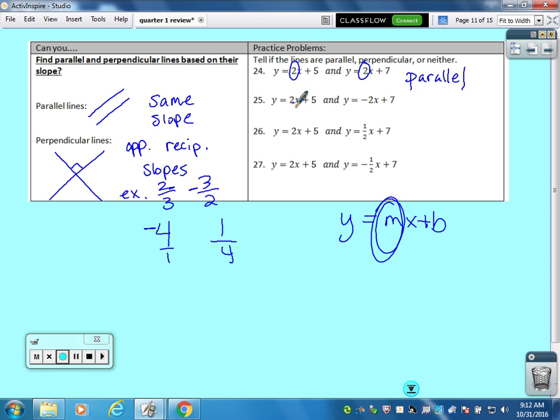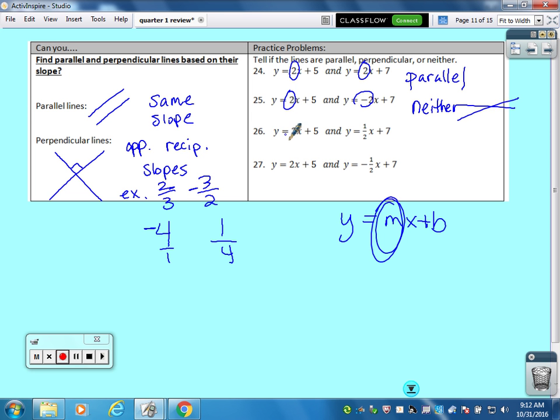The next one, I have a 2 and a -2. Those are opposites, but they're not reciprocals, and they're not exactly the same. So that's our neither. Those are just two lines that are hitting each other. Maybe this is their picture. So they're intersecting, but they're not at a 90-degree angle.